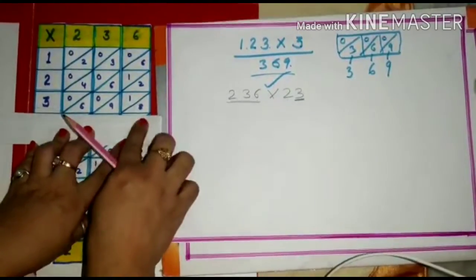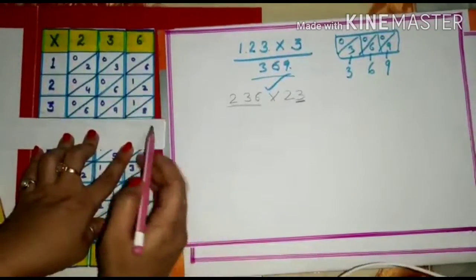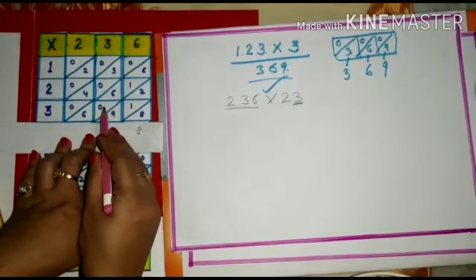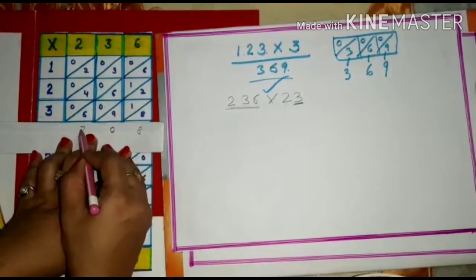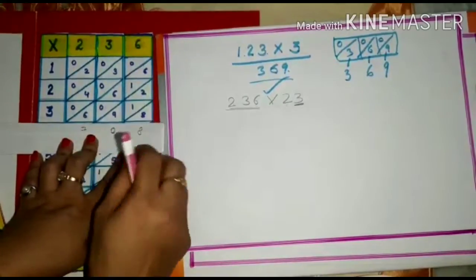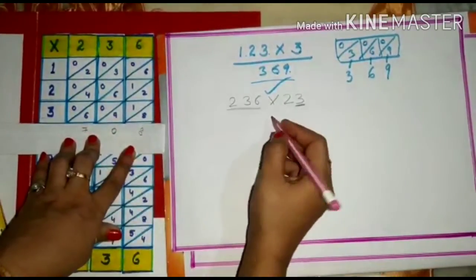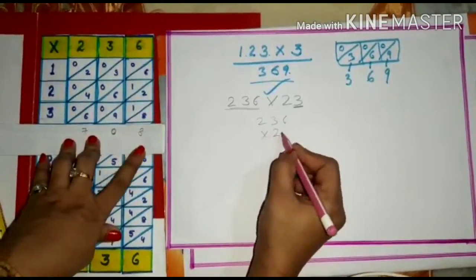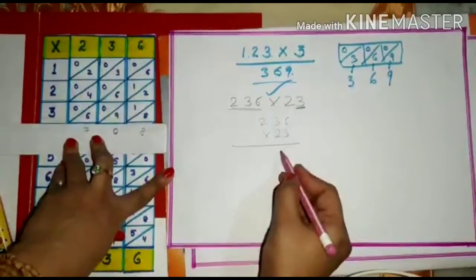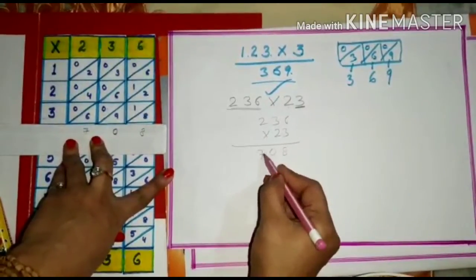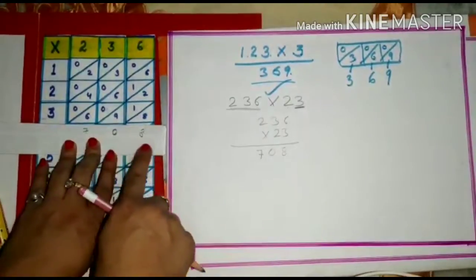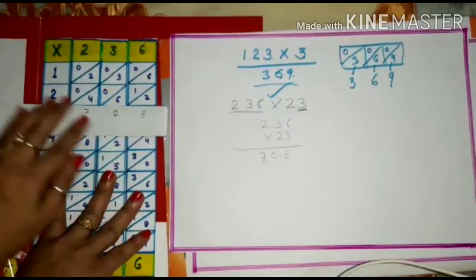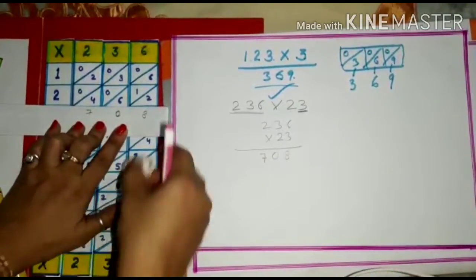Let's add them. 8, 9 plus 1 is 10 and 1 carry, 7. That's it. So we'll write here: when 236 is multiplied by 3, we get 708. Let's move on to the next one. Now 236 by 2. Let's move up. Erase these.